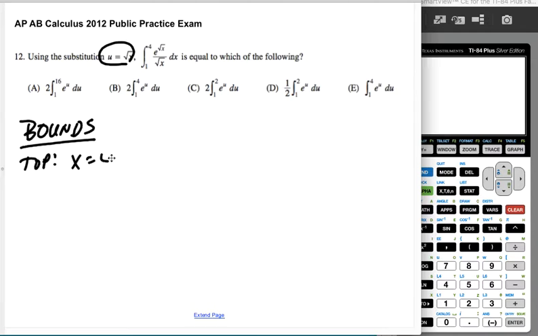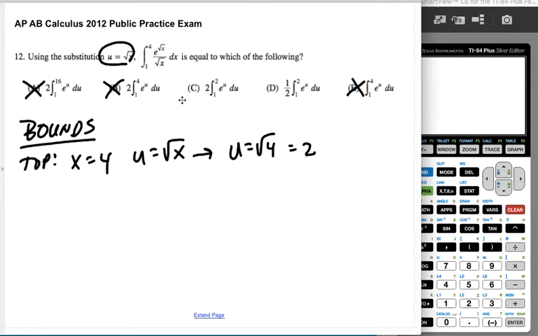the top bound is supposed to be x equals 4, but we know that u is the square root of x, so the top bound should now be the square root of 4. It should be a 2. So instantly, I can cross off any of the answers that have the top bound as a 4, right? In fact, I can cross off the answer that has a 16 too.